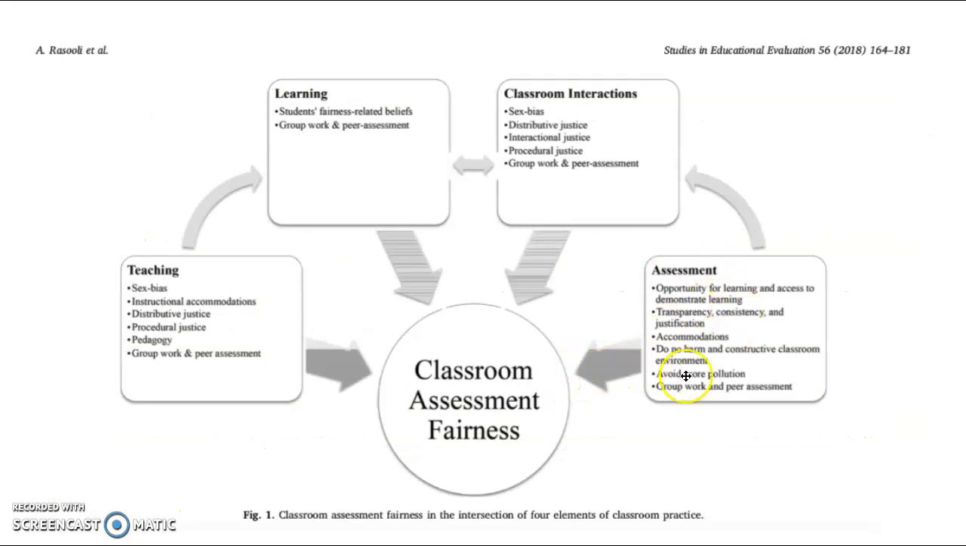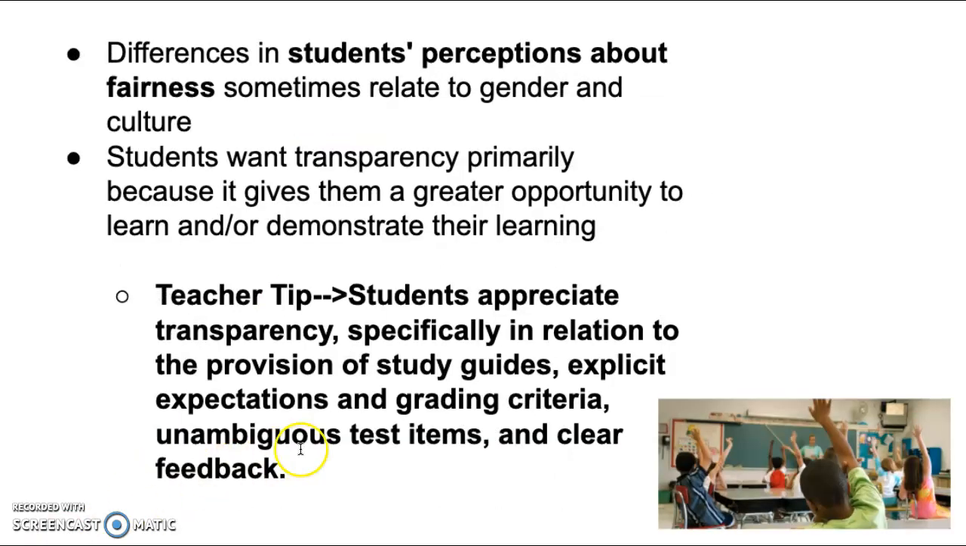So up to this point, we've been talking mostly about assessment practices and how to reduce bias, but we also need to look at the learners themselves. And it's important to keep in mind that students' fairness-related beliefs vary. By that I mean that individual students, yourself and myself included, would interpret fairness differently based on our background, our experiences, our worldview. So these differences in students' perception about what fair really is often are related to gender, to culture. But one thing that students have in common is that overall students do want transparency, primarily because this gives all of our students a greater opportunity to learn and to demonstrate their learning.